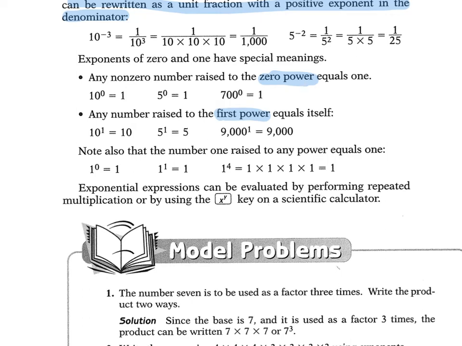Also, 1 raised to any power is itself. So 1 raised to the 0 power would be 1, 1 raised to the first power is 1. 1 raised to the fourth power would be 1. If we had 1 raised to the 27th power, it would be 1.